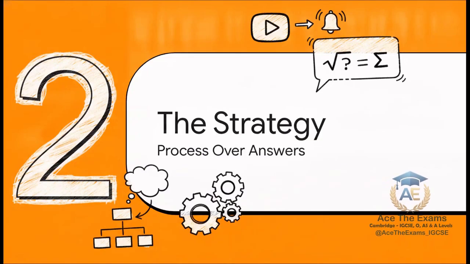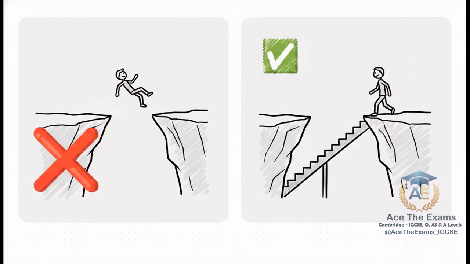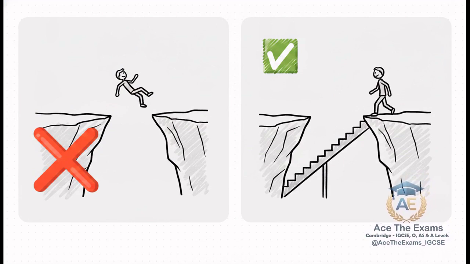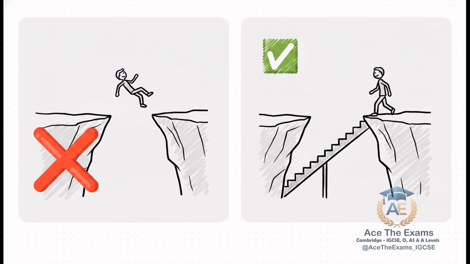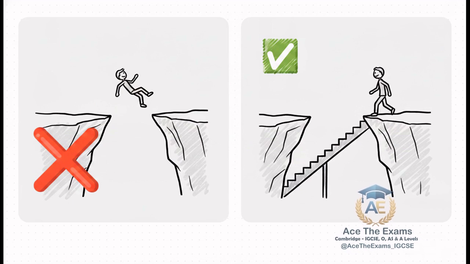Moving on to Section 2, the method mark strategy. This is all about process over final answers. Let's talk about command words. Words like show that, determine, or calculate. These aren't just suggestions, they dictate your entire approach. Show that literally means the answer is already known. Your job is exclusively to document the step-by-step process.